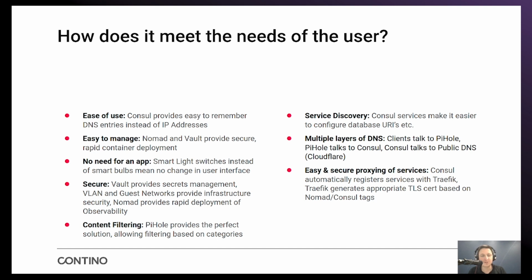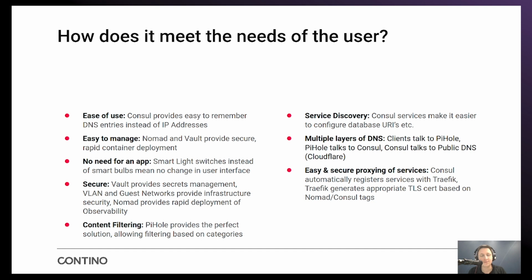As far as content filtering is concerned, I've already touched on Pi-hole. You can filter on categories, you can add whitelists, you can add agents to other things, so I can actually block my Amazon Echoes from talking to anything other than the Amazon servers. It completely stops them from working, so don't do that. I found that out the hard way, but it's certainly possible to do that kind of thing.